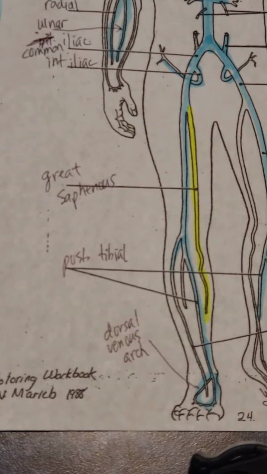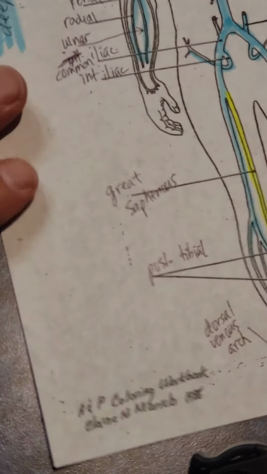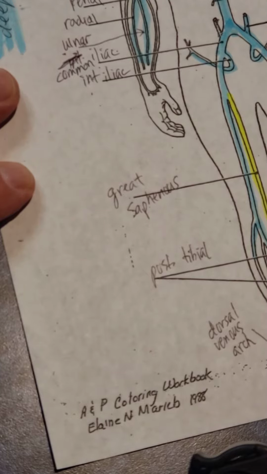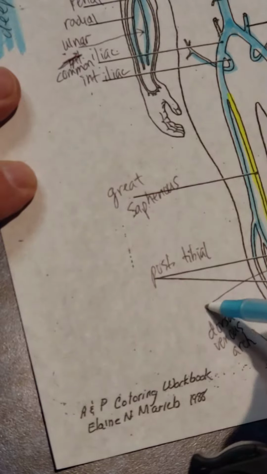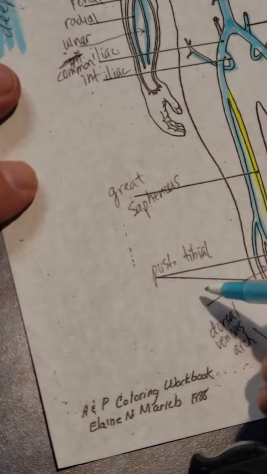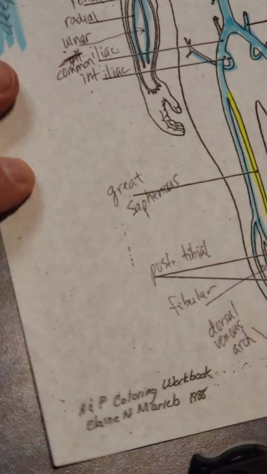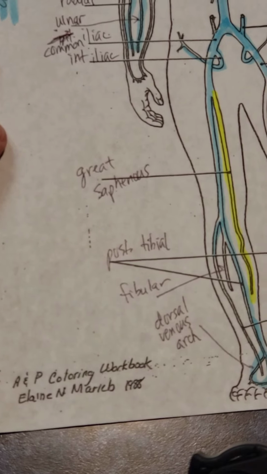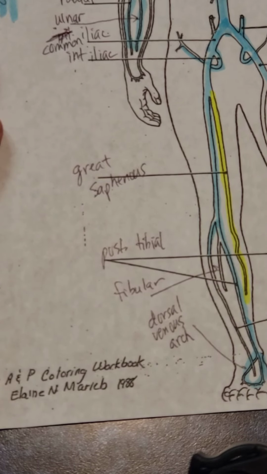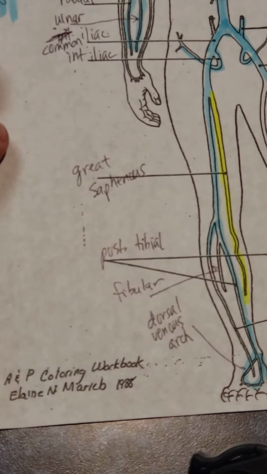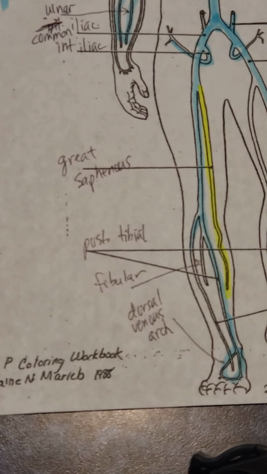I think that's all we have to label on our model. Oh, we do have our peroneal or fibular vein, so let's mark that here. We'll label this fibular vein right there, coming down between the anterior and posterior tibial veins. So that is the venous drainage as it goes back toward the heart.